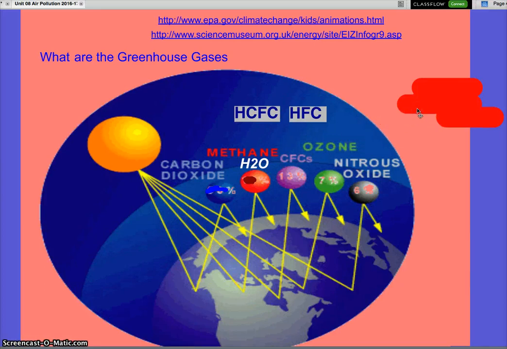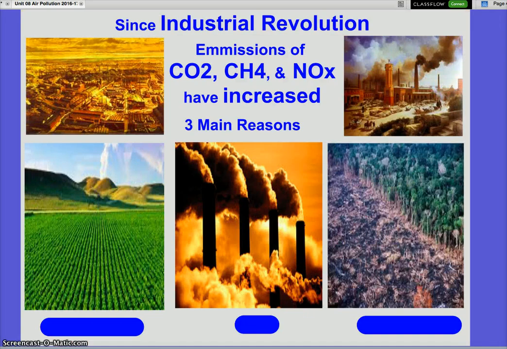So remember that ozone in the stratosphere is great. In the troposphere, it leads to two problems. It leads to smog, and it also contributes to trapping heat and global warming. I'll go back. So, okay, keep in mind, stay with me because I'm going to ask you a lot of important questions here. Since the Industrial Revolution, we have emitted excess amounts of carbon dioxide, methane, and nitrous oxide.